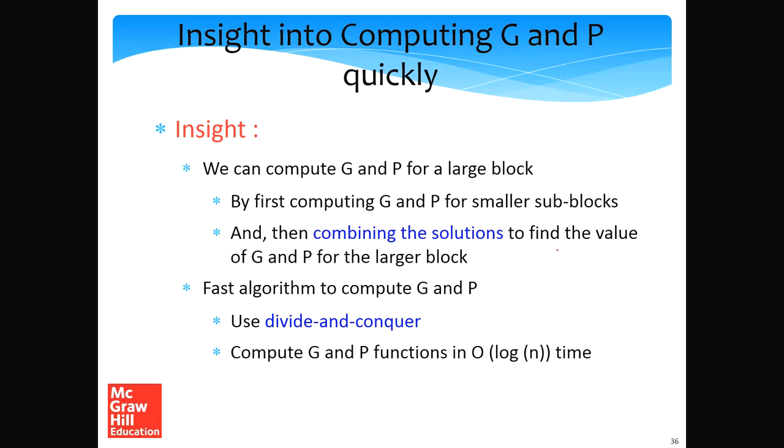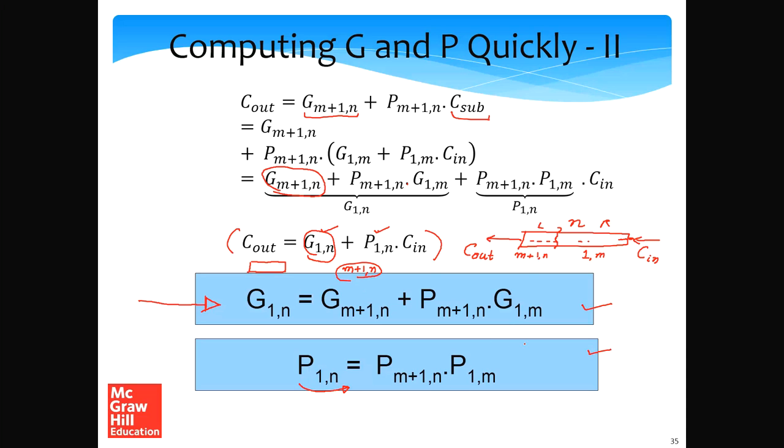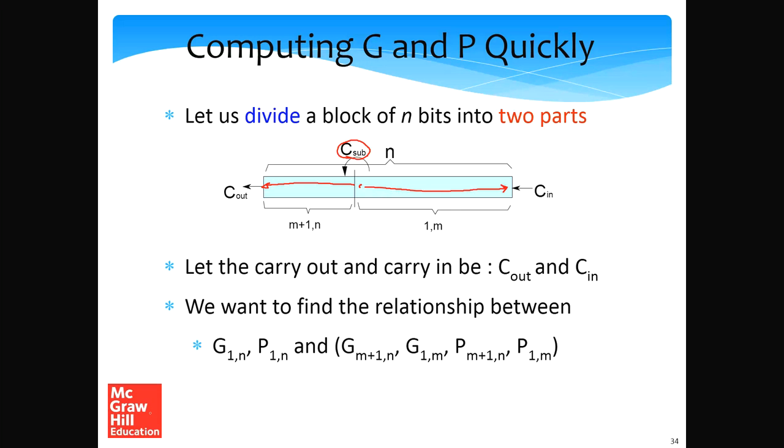Now let's give an insight into computing the generate and propagate functions quickly. The idea is that we can compute G and P for a large block by first computing the generate and propagate functions for smaller subblocks. Then we can combine them using these equations. If you see this diagram, we have the generate and propagate functions for smaller subblocks, and these have been combined to create the generate and propagate functions for a larger block. And once we have that, we can... let me just clean the screen of annotations, one second.